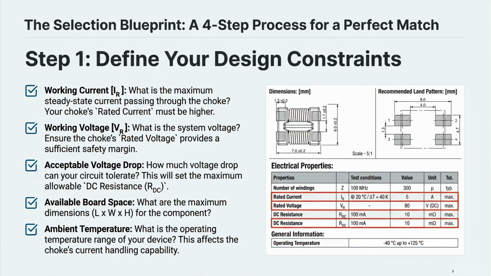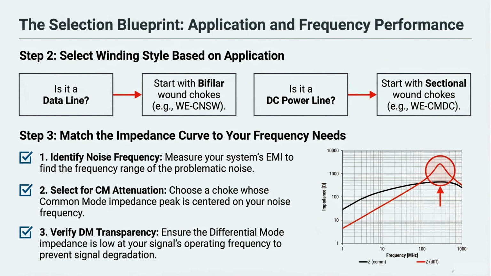You must determine the required rated current, working voltage, acceptable voltage drop, available space, and ambient temperature. Step 2 is selecting the winding style, bifilar for data lines and sectional for DC power lines.